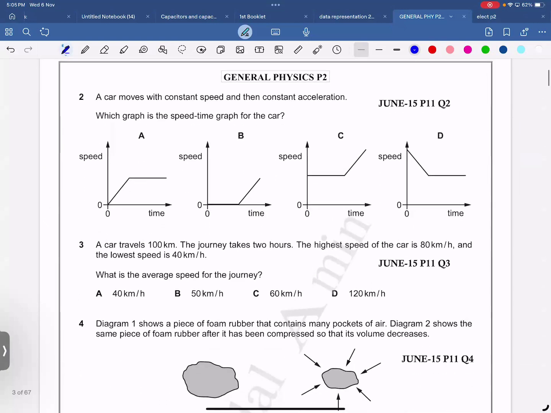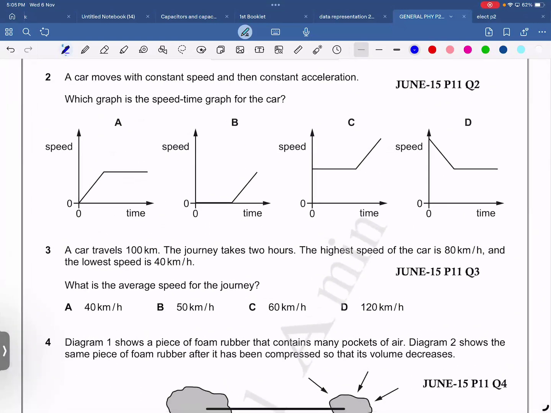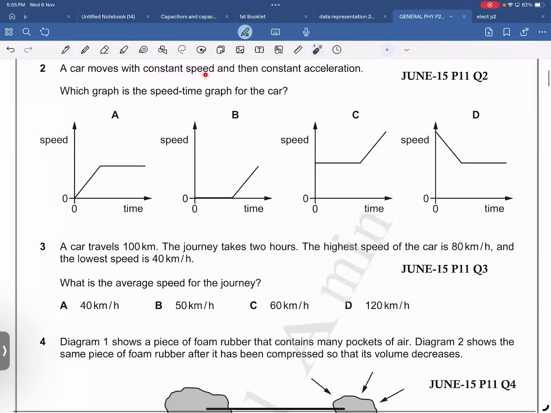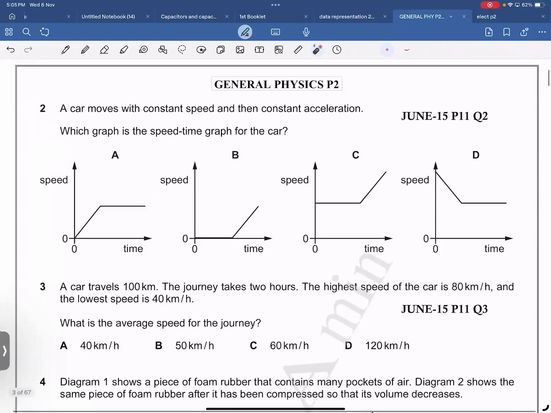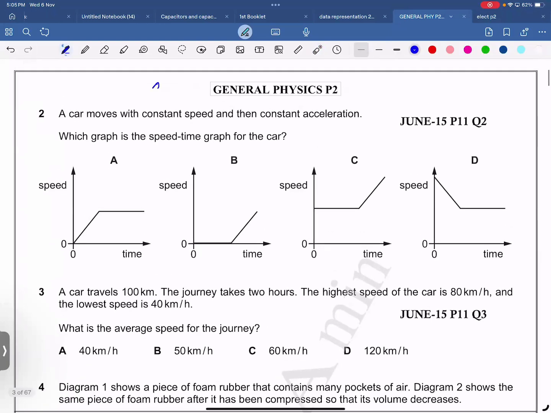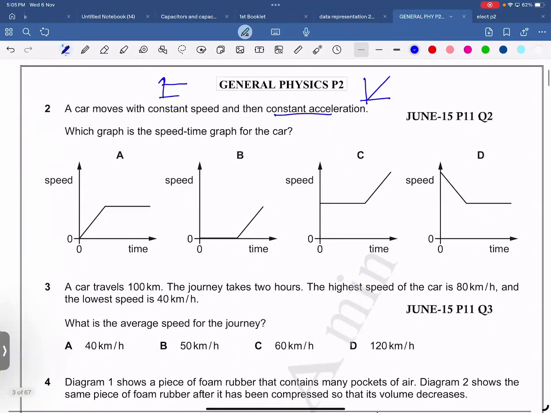Question number 2. A car moves with constant speed and then constant acceleration. Which graph is the speed time graph for the car? So first they said it moves with constant speed and then constant acceleration. For constant speed, the speed time graph is horizontal. For constant acceleration, the speed time graph will be a straight line with constant gradient. So first horizontal, then constant gradient, option C. Constant speed, then constant acceleration.